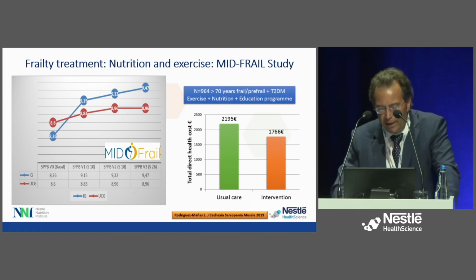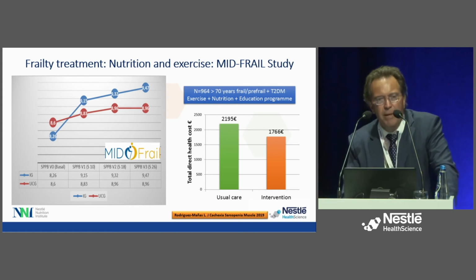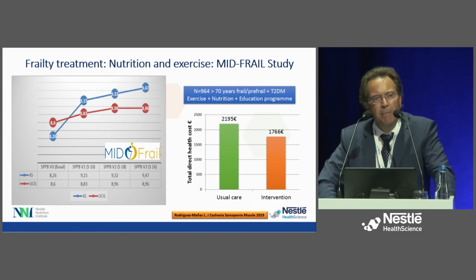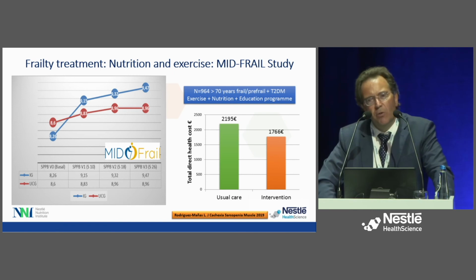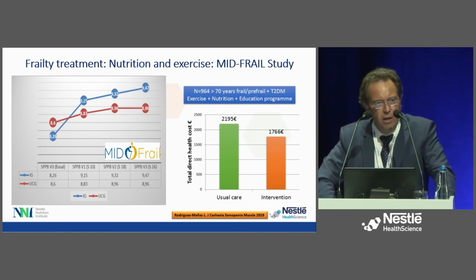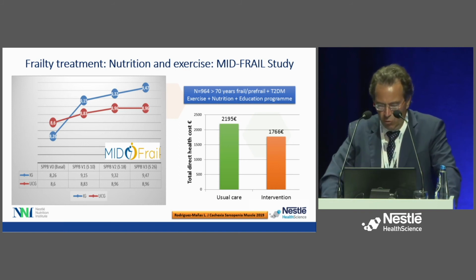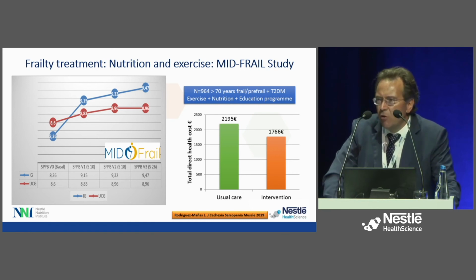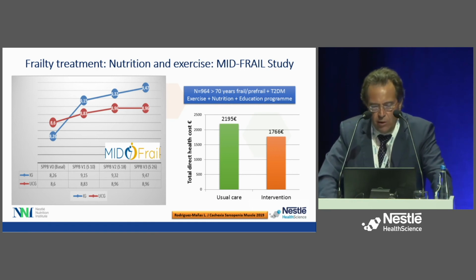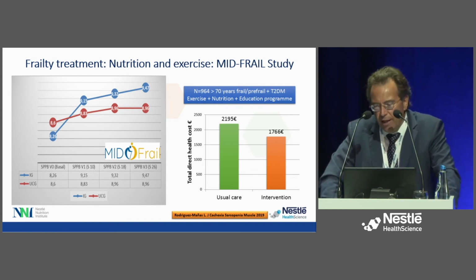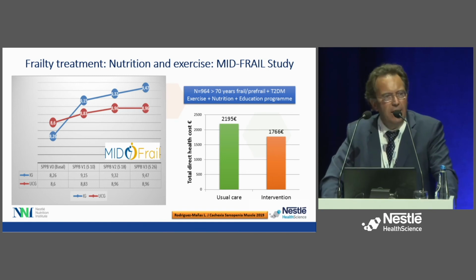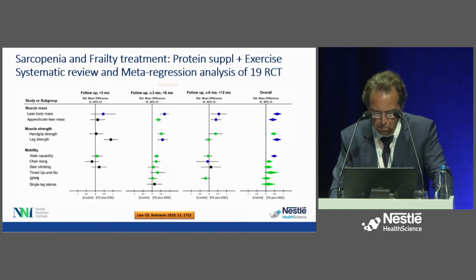And you can see in the left panel how participants in the intervention group, the blue circles, increased the SPPB, one of the most important tools for measuring physical function, compared to the red dots from the control group. And this intervention was cost effective because the authors also analyzed the total direct health costs, and the cost of the intervention was lower than that of usual care, mainly because they had fewer hospitalizations.